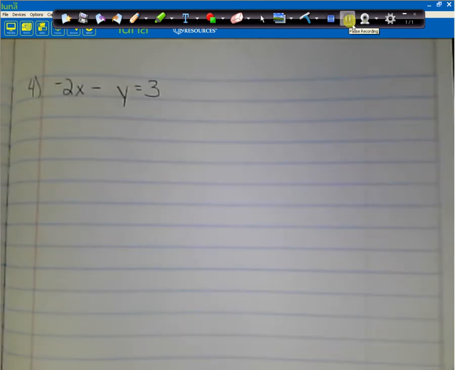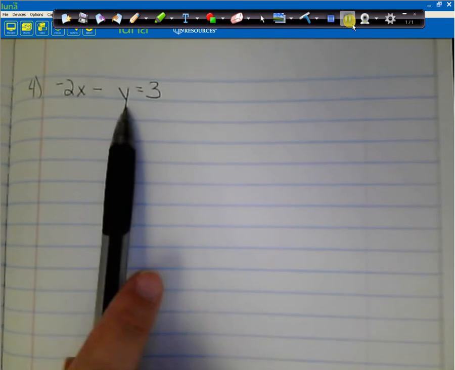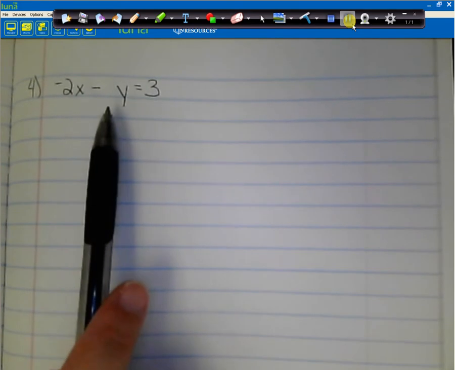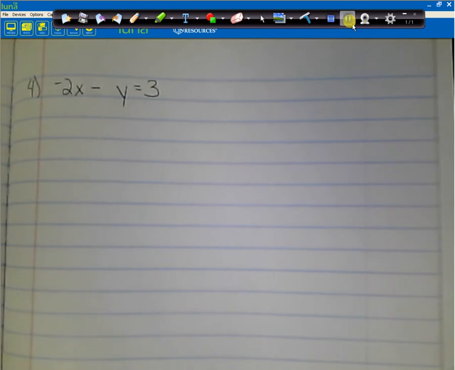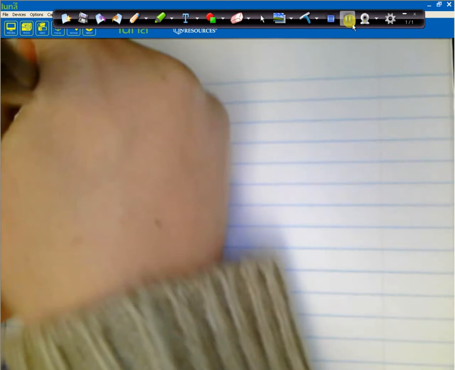All right, go ahead and write down number 4. We have negative 2x minus y equals 3. Now this one's a little bit more difficult because it doesn't look like y equals mx plus b. So we have to get it into that form first by getting this y right here by itself. So to get the y by itself, I need to move this negative 2x. And since it's negative, I'm going to go ahead and add 2x to both sides.